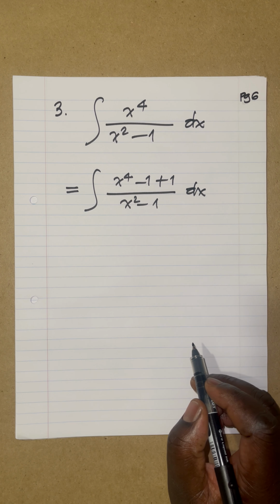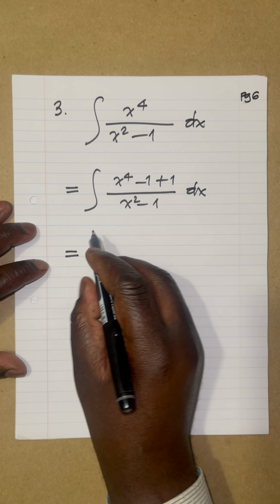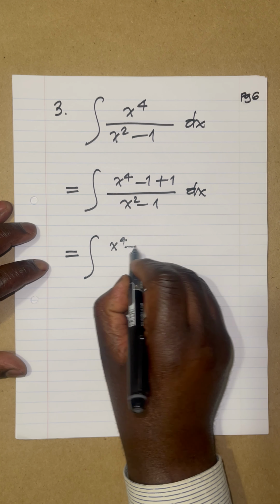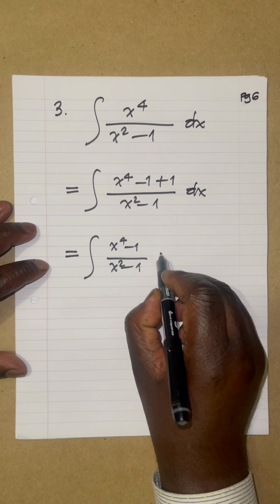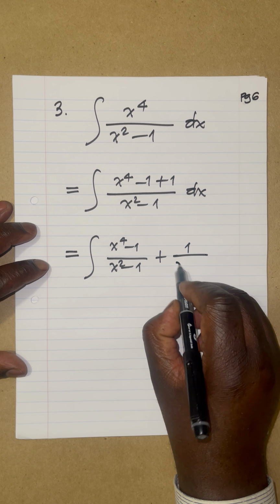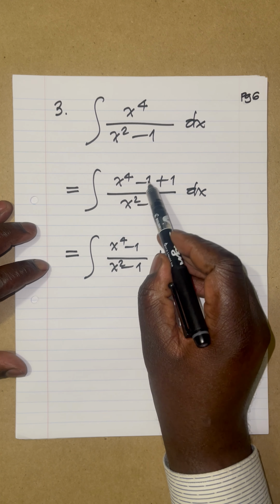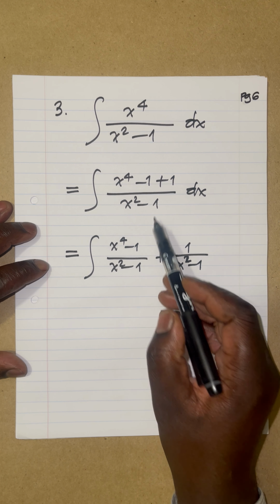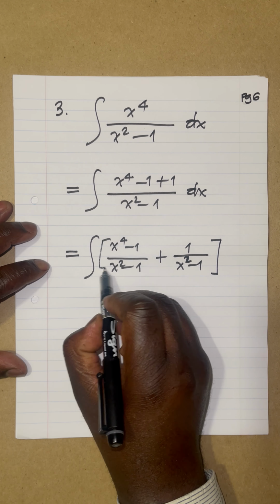Now, using termwise division and factorization, which is difference of two squares, we're going to have x power 4 minus 1 all over x squared minus 1, and then we're saying plus 1 all over x squared minus 1. You can see that we're splitting this into that part there, like so, and then this into 1 like that. Then we have dx outside.